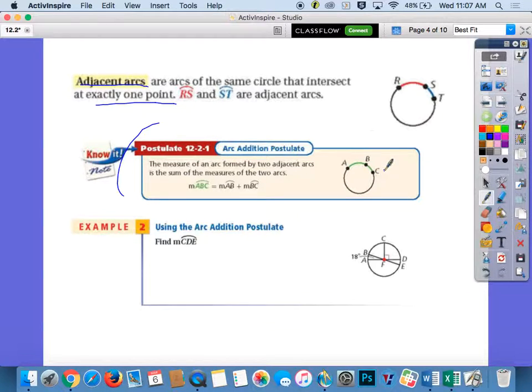So if we look at a problem here, we want to find the measure of arc CDE. Well, I know that this is going to be 90 degrees. What is this? 18 degrees, because these guys are vertical angles. So it's just going to be 90 degrees plus 18 degrees, which is going to be 108 degrees.